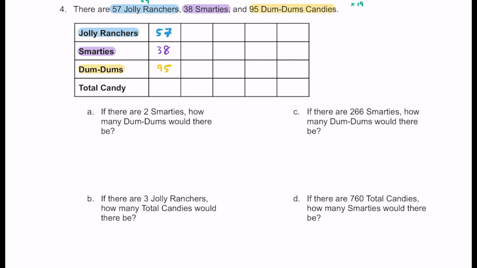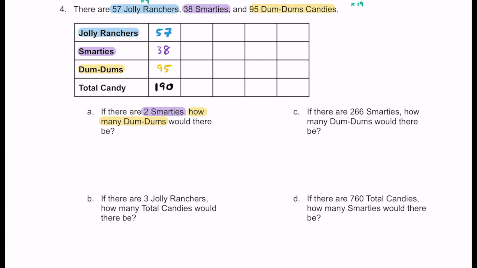So first of all, let's go ahead and add up all the candies. We have 57 of the Jolly Ranchers, we have 38 of the Smarties, and then 95 of the total candy. So if we add these up, that's going to be 80, 95 plus 95. I think that's going to be 190. So 190 total here. Okay, so looks like the Dum Dums make up half of them, so that might be helpful later on.